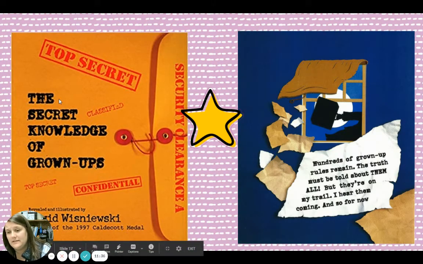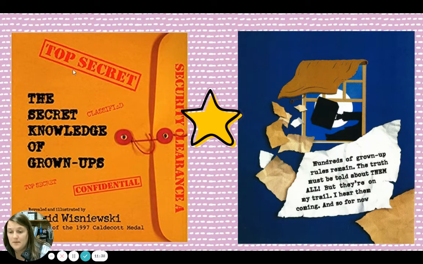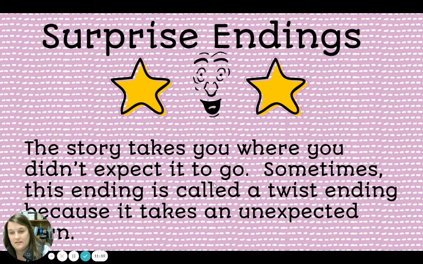So, for example, in this book, The Secret Knowledge of Grown-Ups, okay? The end of it states, "Hundreds of grown-up rules remain. The truth must be told about them all, but they're on my trail. I hear them coming. So for now..." What? Tell me more. Why are they after you? What rules? Tell me more, right? That is an excellent cliffhanger.